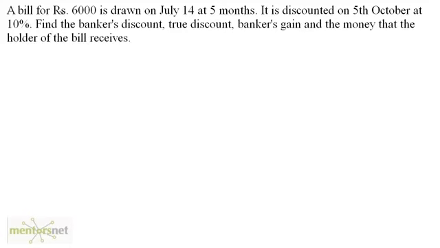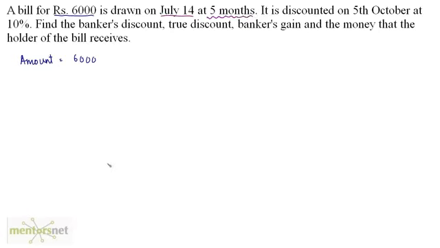Okay, so we have been given the face value of this bill, that is the amount. It is 6000 rupees. Now we will have to calculate the nominally due date and the legally due date, right? So for that we have been given on what date this bill is drawn. So this bill is drawn on July 14th and the validity is 5 months, right?